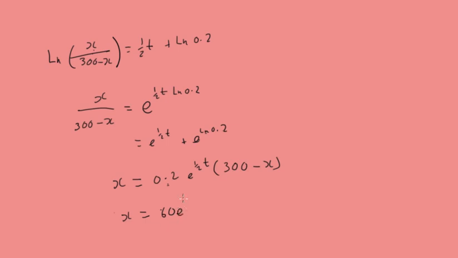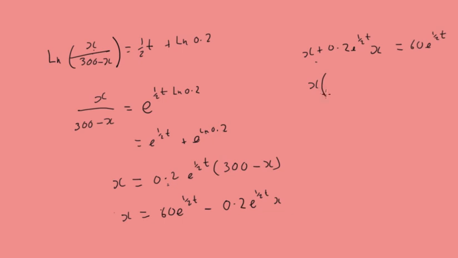60 e to the half t minus 0.2 e to the half t x, and now we're going to bring the things of x over here, so we'll have x plus 0.2 e to the half t x equals 60 e to the half t. And on this one we can take the x out.